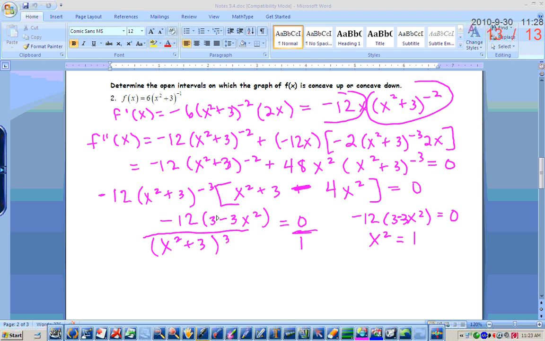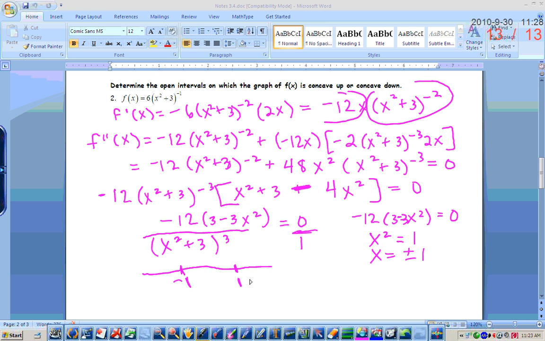Right. Okay, so when I set the numerator equal to 0, I divide both sides by negative 12, and I just get 3 minus 3x squared equals 0, or 3x squared equals 3, or x squared equals 1, or x equals plus or minus 1. Do not forget the plus or minus. Okay, that's a number line. It's supposed to be straight.